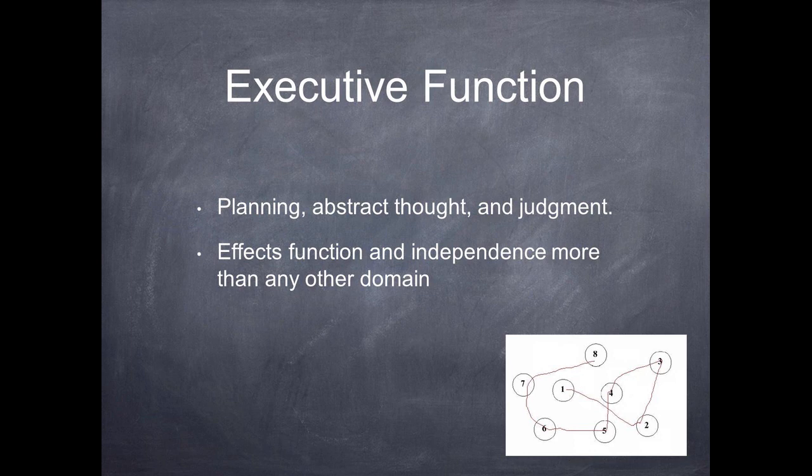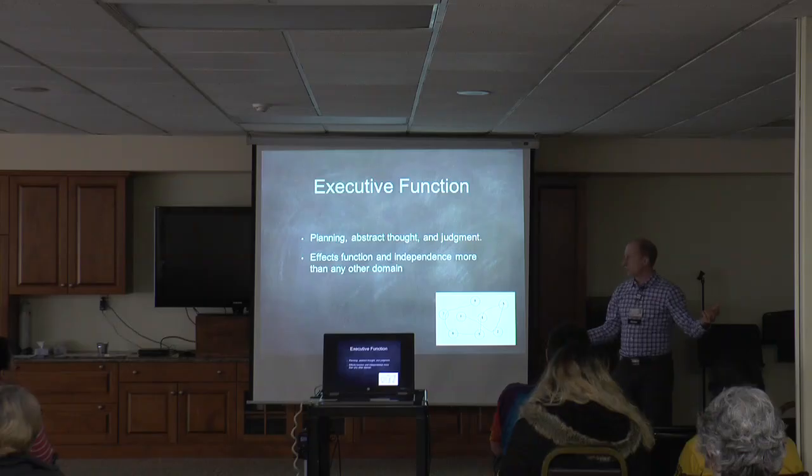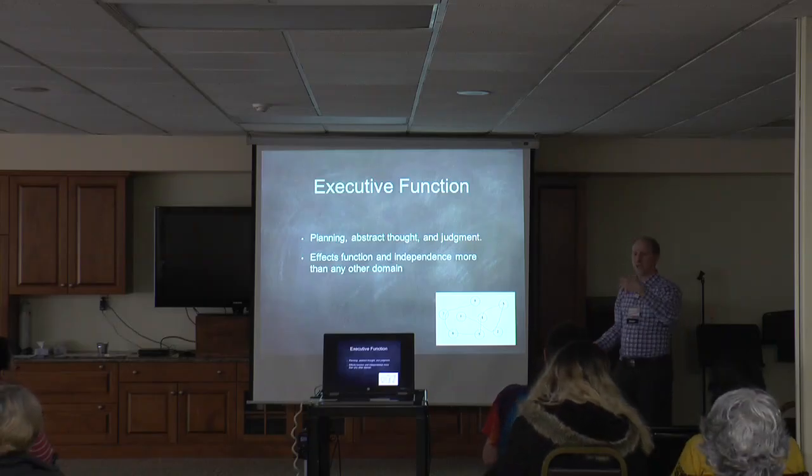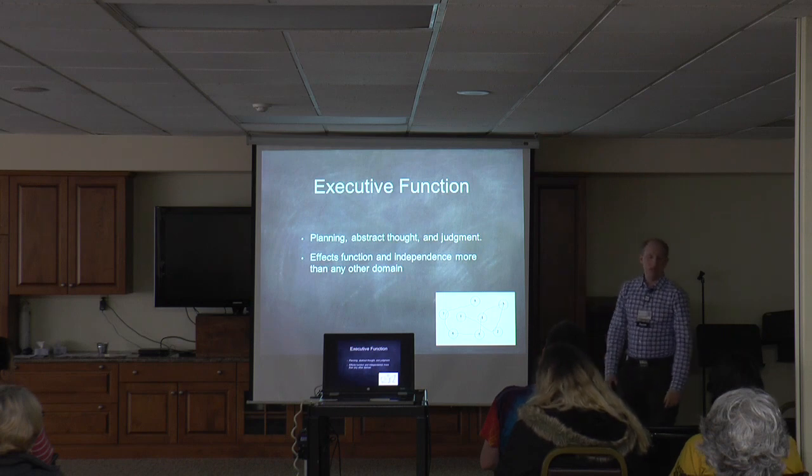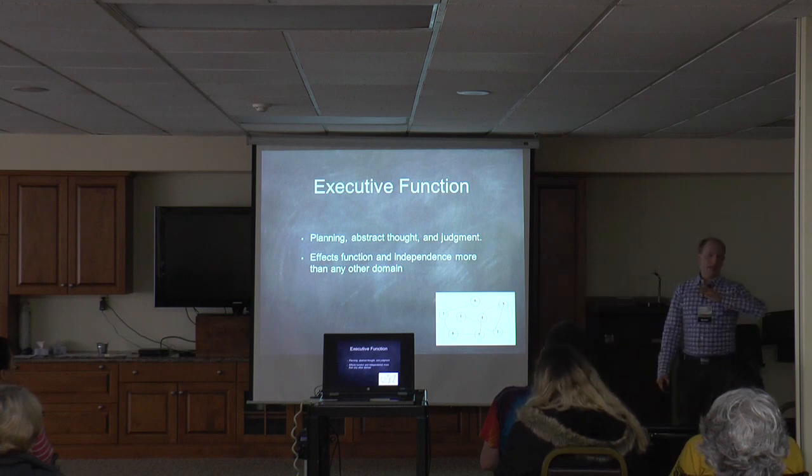And then executive function. A lot of that lives in our frontal lobes. Executive function is what makes us high functioning adults. It's what helps us plan, it's what helps us abstract. And when that's impaired, that's the biggest detriment for people living independently.